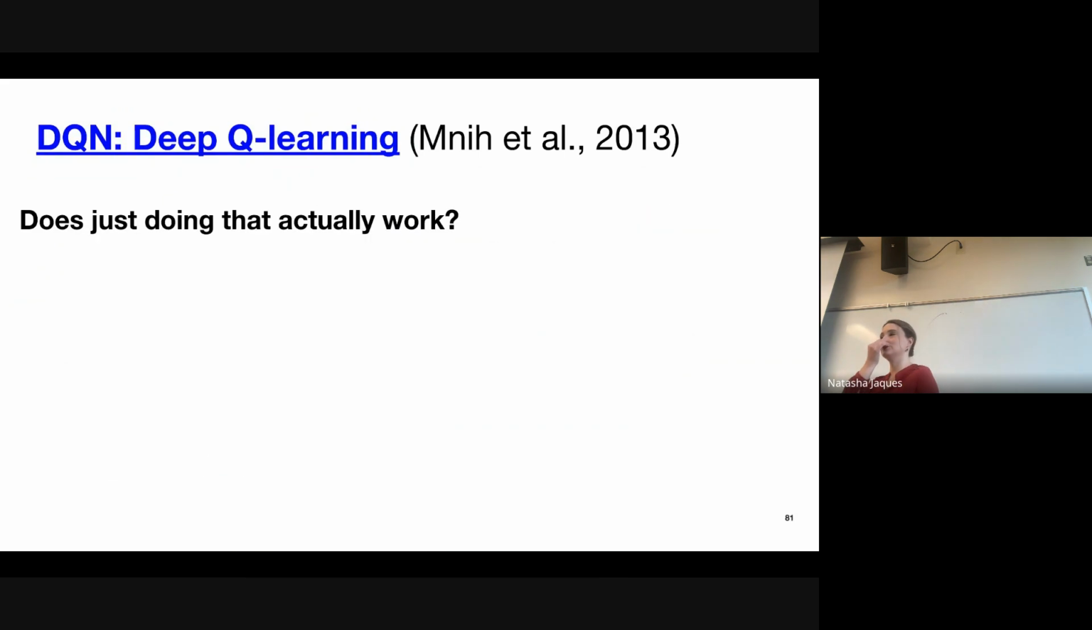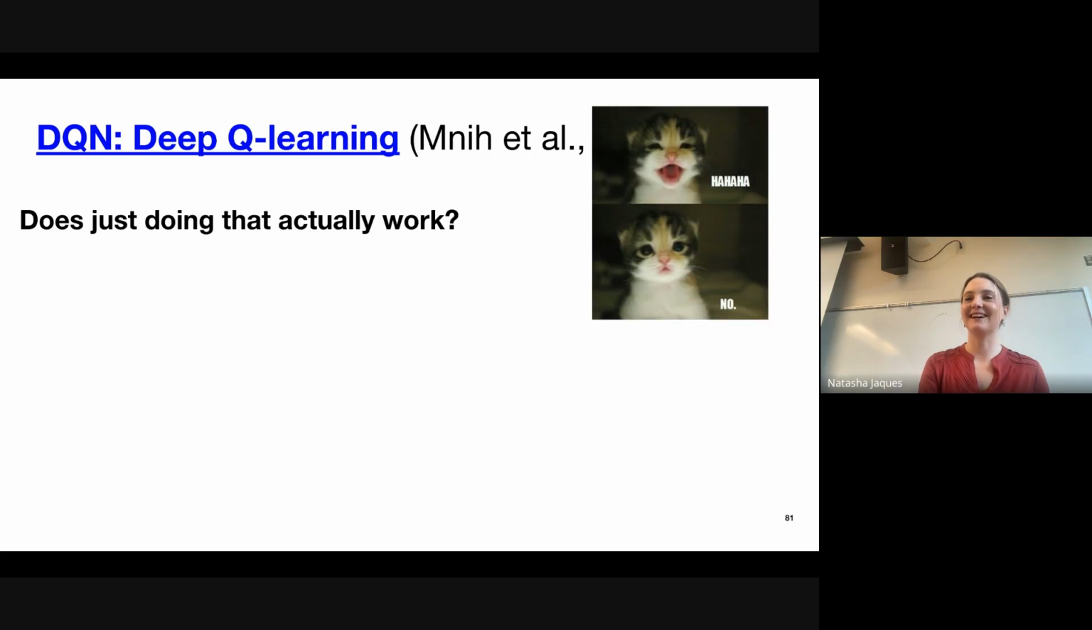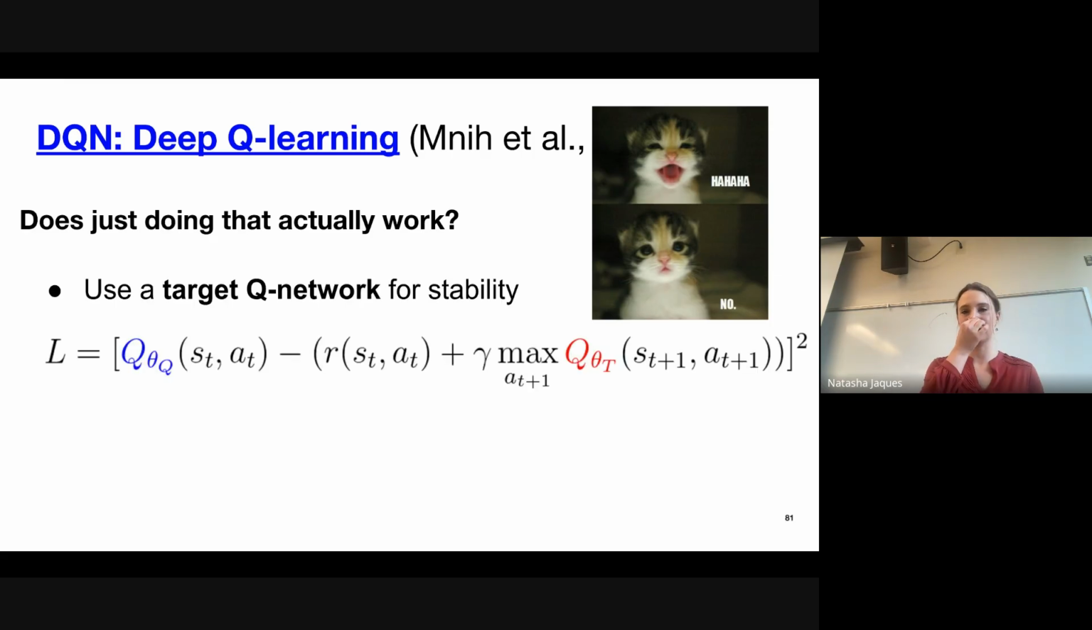So do you think just doing that works? Would I be asking if it did? The answer is no. You actually need a lot of tricks to get it to work. And that was some of the contributions of this original deep Q learning work. A key thing is to use a target Q network for stability. So you're estimating your current Q values with this Q network that you're actually updating, and you're using the target Q network to estimate what you're going to get in the future. Does anyone know why you do that?